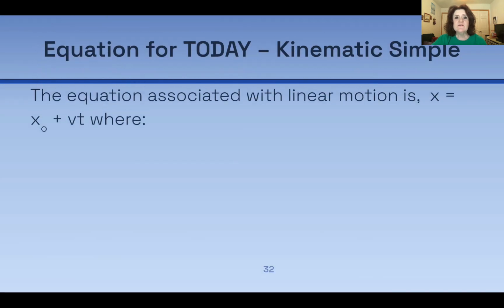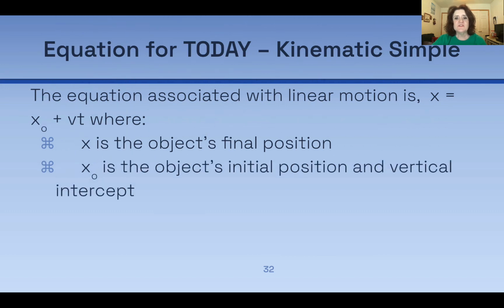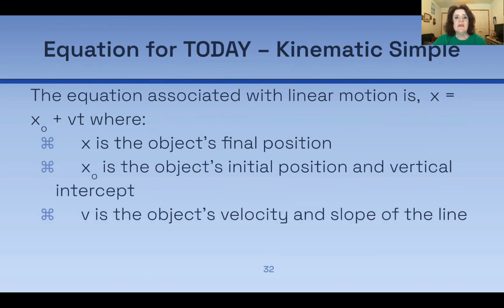The equation that you need for today only is kinematic simple. X is equal to x naught plus vt, where x is the object's final position, x naught is the initial position and the vertical intercept, v is the object's velocity, and it will also be the slope of the line, and t is the time that you used or found measured in seconds.